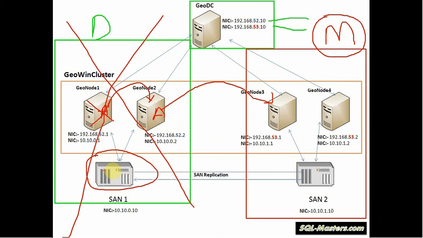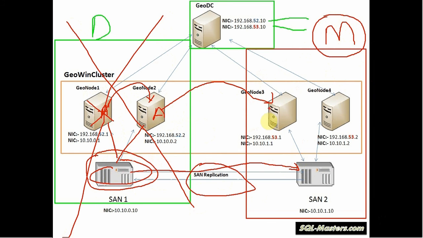As I told you, we have SAN 1 at Delhi. Everything that is being written by both the nodes is being written to SAN 1. And this data is being replicated to SAN 2 at Mumbai location. This is called SAN replication. So we have SAN replication implemented between both the locations.